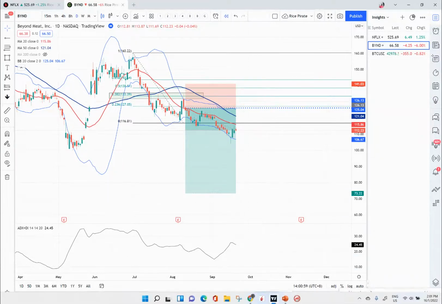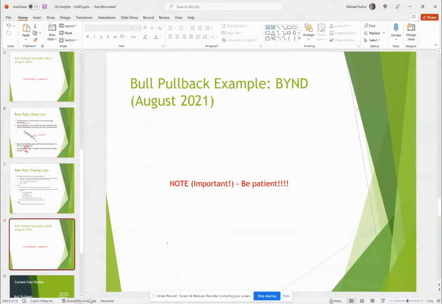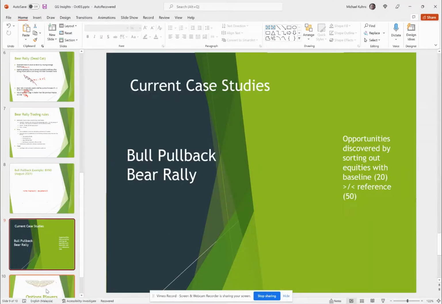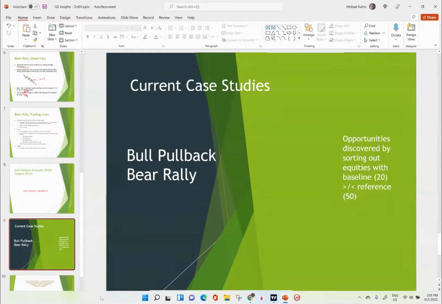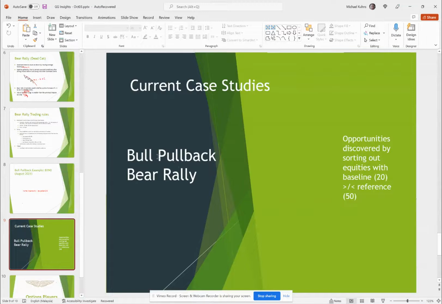Okay, so let me just look real quickly. I think I identified a couple of current case studies that we can take a look at. Going to look at first the bear. Actually, I'll be honest, there's not a lot of bull pullback strong candidates right now. We've been in downtrends, and I think we're probably going to continue going in downtrends. There's not very many bull pullbacks. There's a lot more bear rallies.